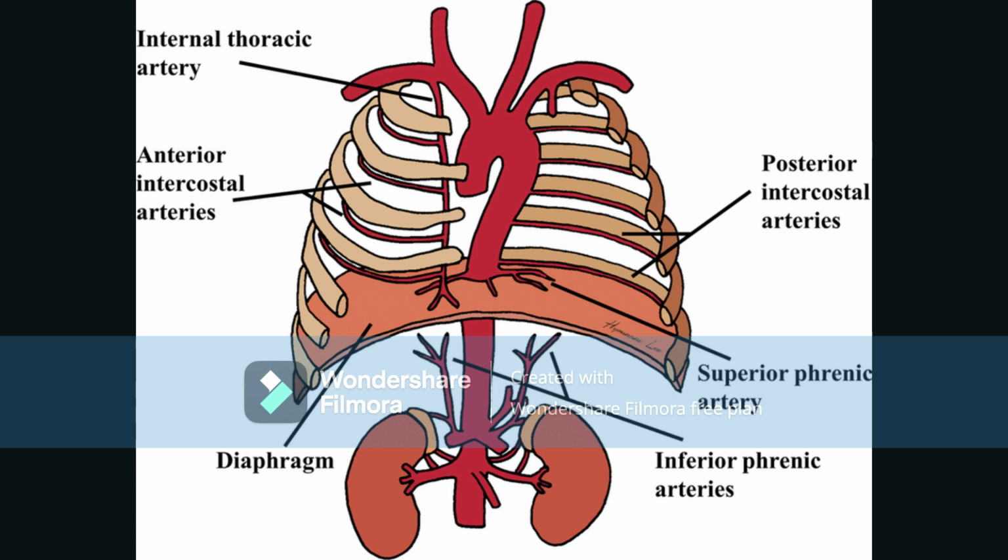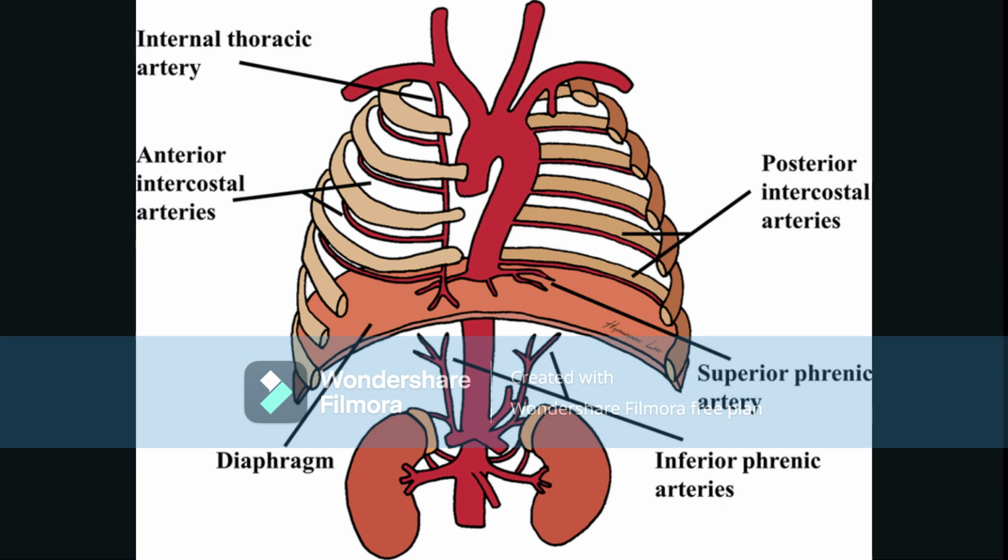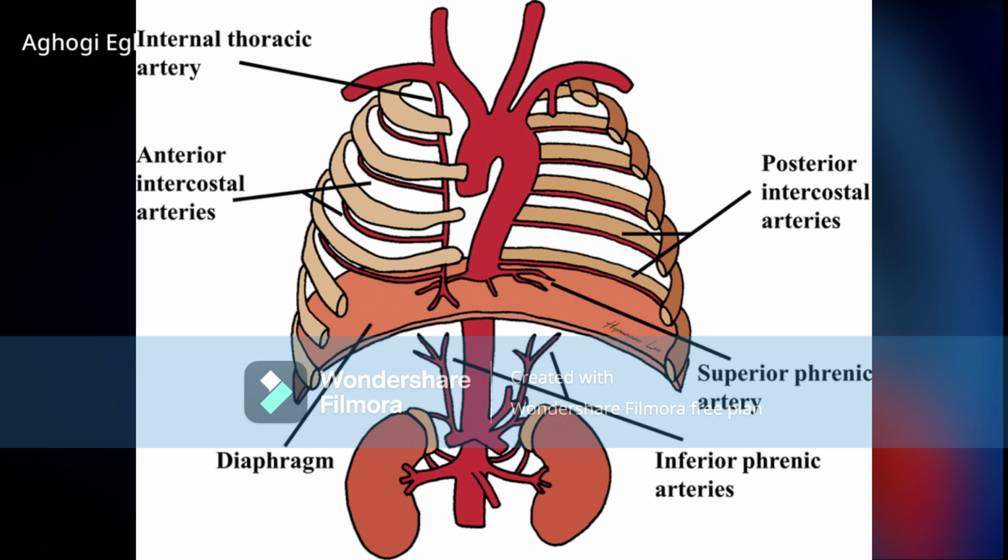So the superior surface is supplied by pericardiophrenic and musculophrenic arteries. These are branches of the internal thoracic artery, and it's also supplied by the superior phrenic artery, a branch of the thoracic aorta. Then the inferior surface is supplied by your inferior phrenic arteries, branches of the abdominal aorta, or it might arise from the celiac trunk.